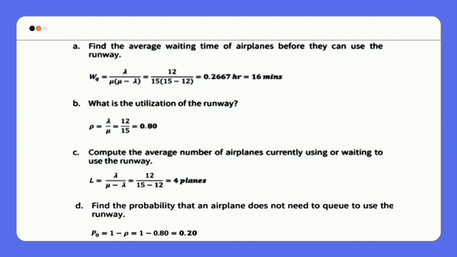Lastly, to find the probability that an airplane doesn't need to queue to use the runway, P naught equals 1 minus rho equals 1 minus 0.80, which is the utilization, equals 0.20.